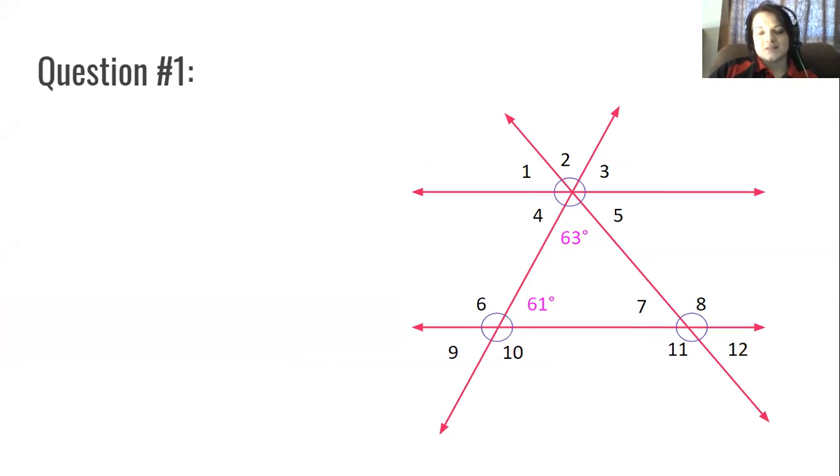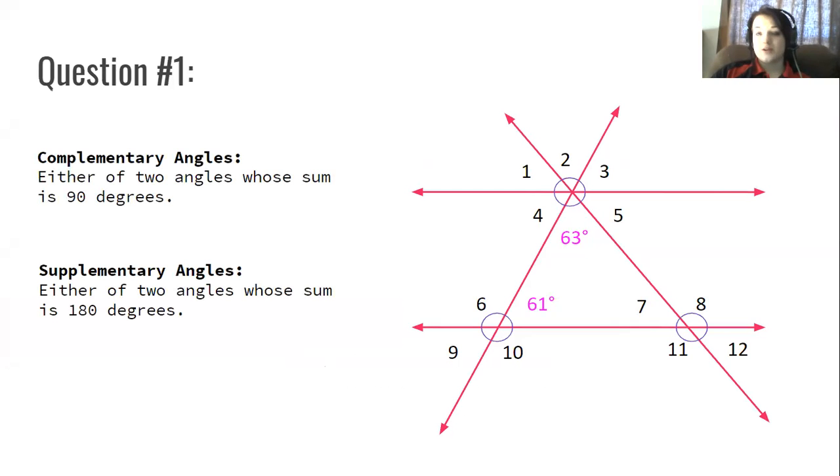First off, we're going to discuss the different kinds of angles that you can identify in a figure, and that'll help us find how many degrees each angle is, what each measurement of each angle is. So first off, we have our complementary angles, and those are going to be a total of two angles whose sum is 90 degrees.